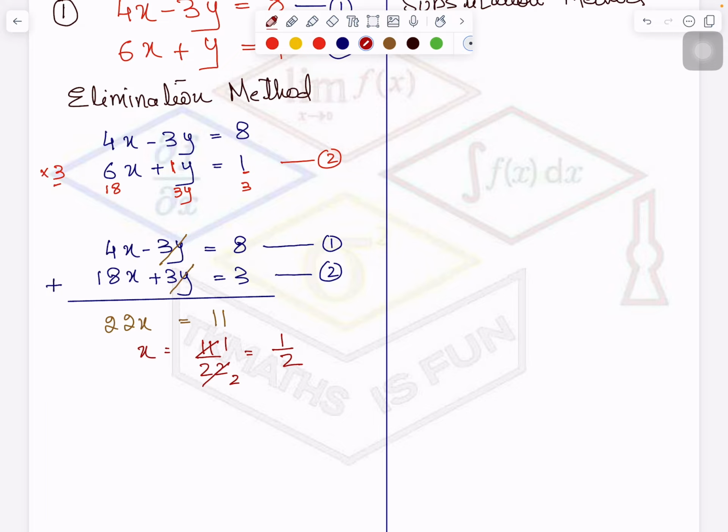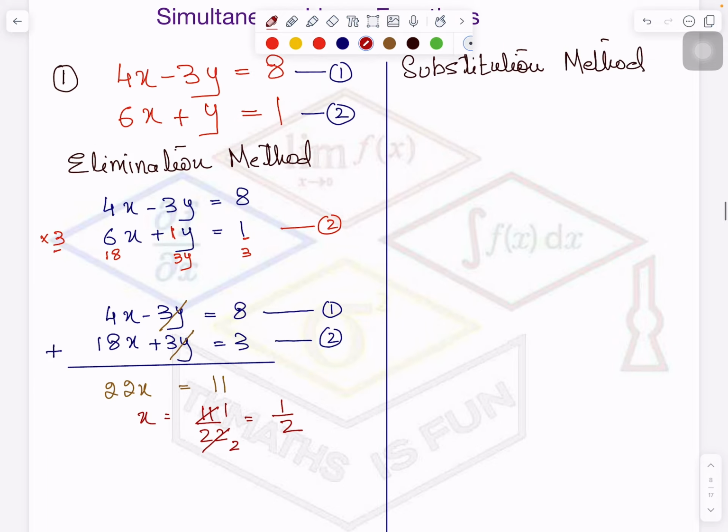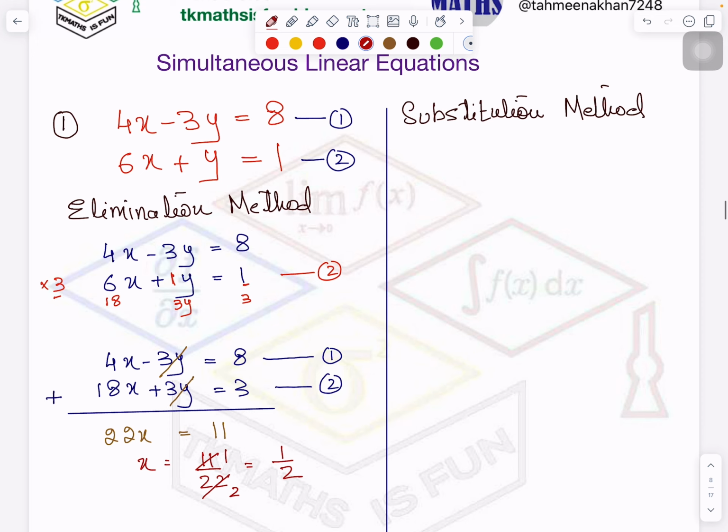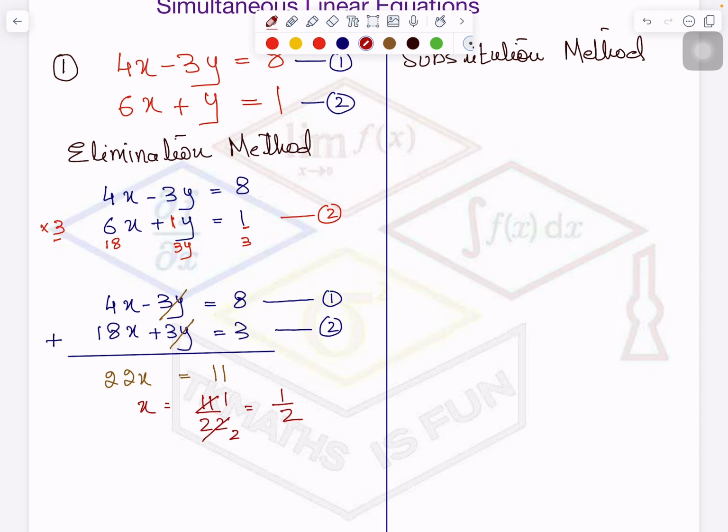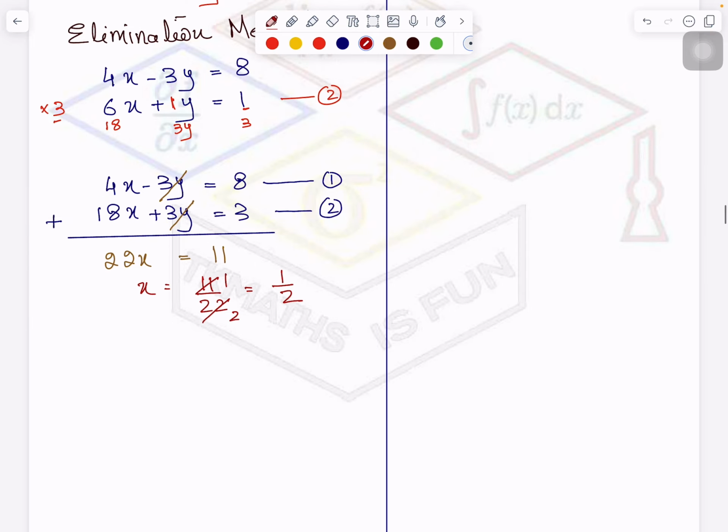Now I have to find the value of y. It is my choice. I can use equation 1 or 2 to find the value of y. I am going with equation 2 because the coefficient is 1. It is easy to handle. So be smart and pick the equation that has coefficient 1. It is always easy to handle.